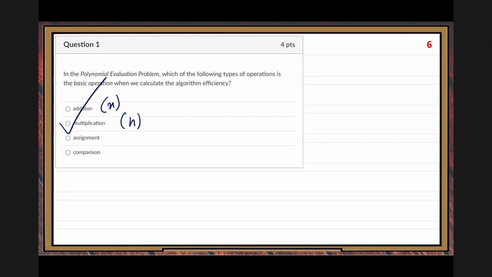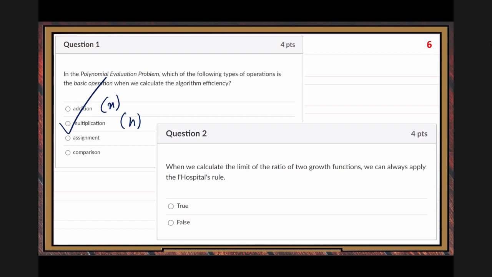All right. L'Hopital's rule. When we calculate the limit of the ratio of two growth functions, we can always apply L'Hopital's rule. Remember a key condition: indeterminate form. For this class, we only consider infinity over infinity.